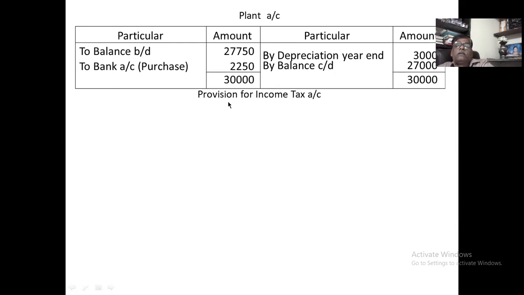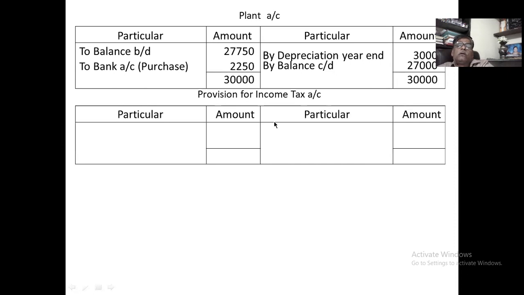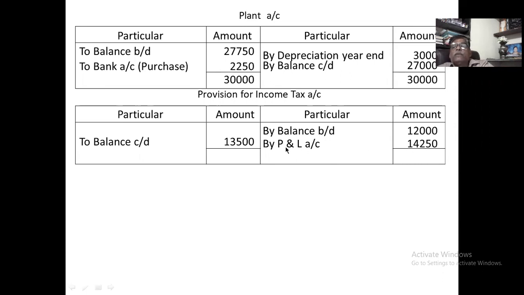Okay. Second account you have to prepare, provision for income tax account. First you write by balance brought down, opening balance 12,000 is there. To balance carried down, closing balance 13,500. And in the problem provision for tax is given. So provision for tax comes in the credit side. Provision for tax, credit side, tax paid, debit side. You remember this point. By P&L account 14,250. Provision for tax you write by P&L account.